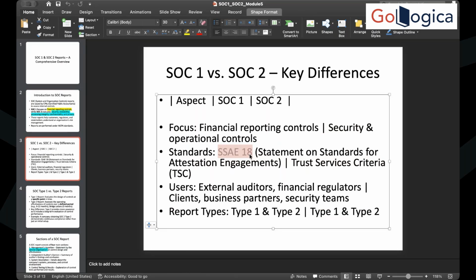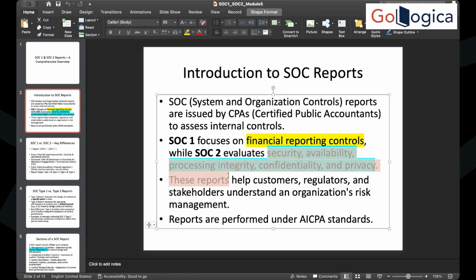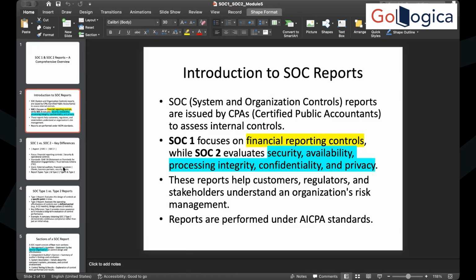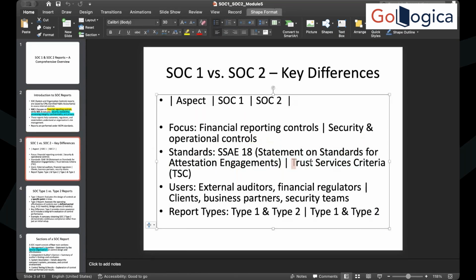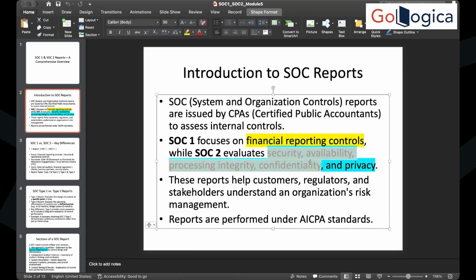And trust services criteria is something we refer to SOC 2 as. So the five things mentioned here: security, availability, process integrity, confidentiality, and privacy. These are the five trust service criteria that are there in a SOC 2 report. And each criteria, these are the five criteria. So when I'm doing a SOC 2 report for Cisco, I can have security by default.